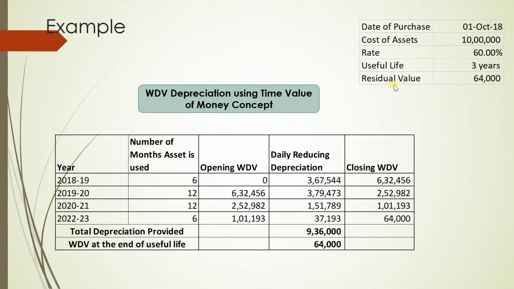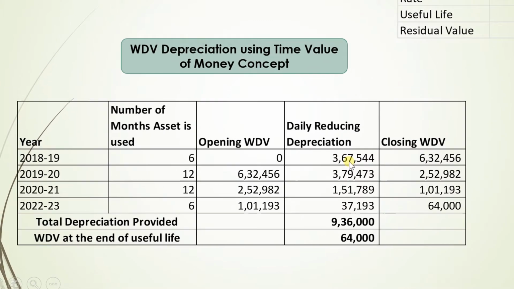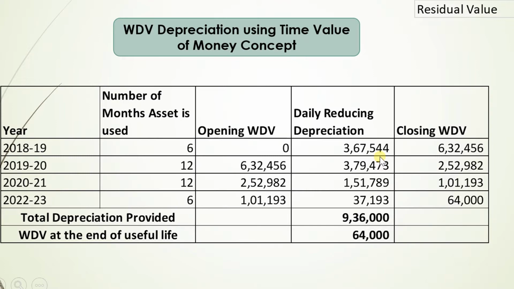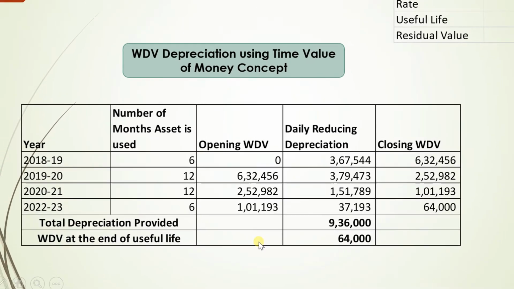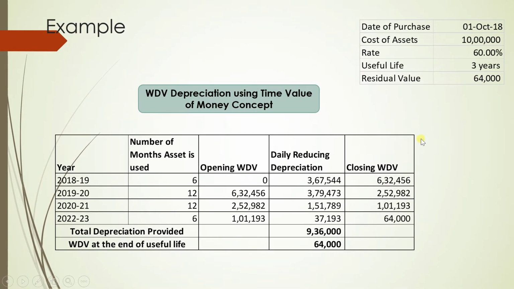Now what we have done in WDV depreciation using time value of money concept. In this method we calculate depreciation on a daily basis. So you just see, in the first year, in the same example, depreciation is coming 3,67,544 and so on. Depreciation is calculated, and at the end of the year WDV is going to exactly match with your residual value.